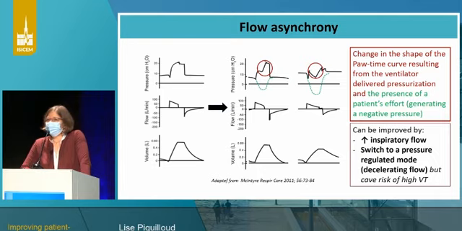This can be improved by improving your ventilator settings, basically by increasing inspiratory flow in volume assist control. And sometimes you can improve the situation by switching to a pressure-regulated mode, because in this situation you have a decelerating flow and the very initial flow during inspiration is higher. But be careful if you do that. There is a high risk of having high tidal volume, because tidal volume is going to be determined by both the intensity of the effort of your patient and by the amount of pressure you deliver by the ventilator.